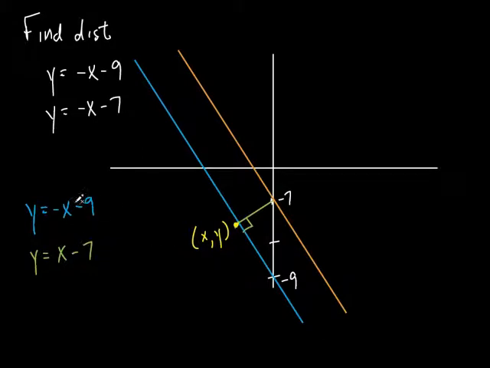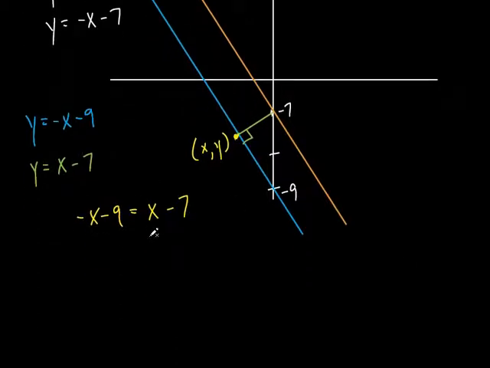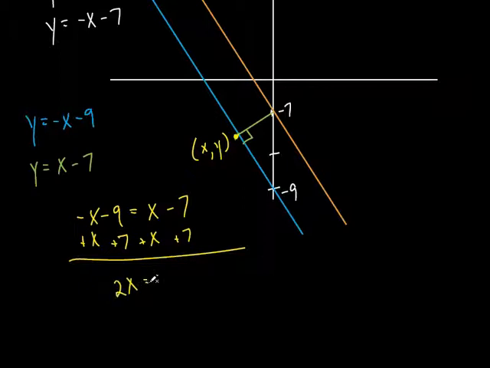So now, what do I do? Set these equal to each other. So negative x minus 9 equals positive x minus 7. Let's add an x to both sides, right? So we put it on the right side this time. Then I add a 7 to both sides. So what's x equal to? Oops, 2x. Sorry, 2x is equal to what? Negative 2. What's x equal to? Negative 1. So that's what x is. So that's this point right here. This point right here is negative 1 something.